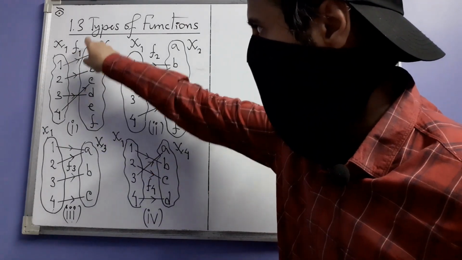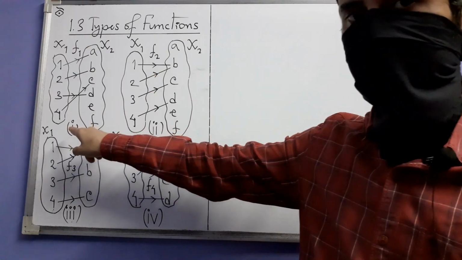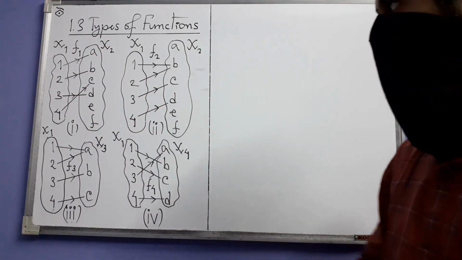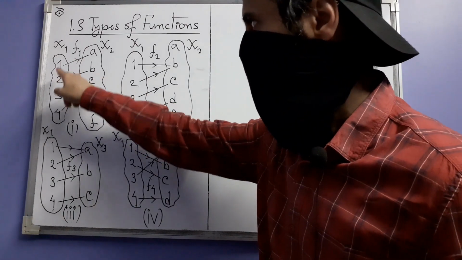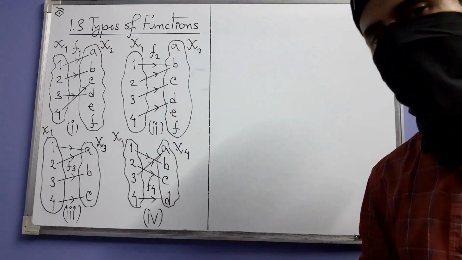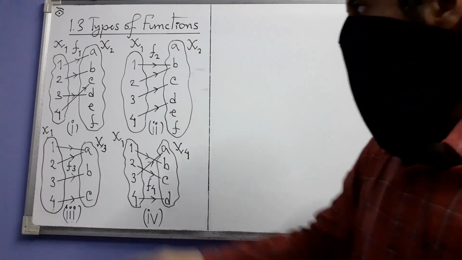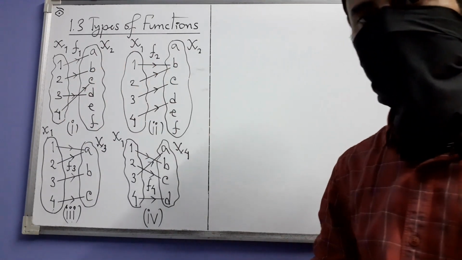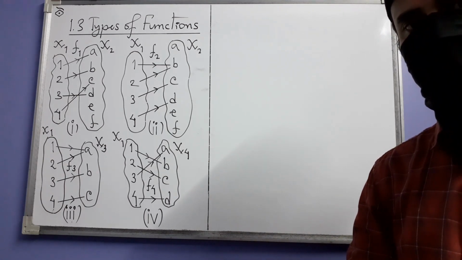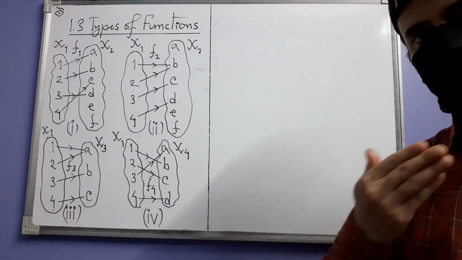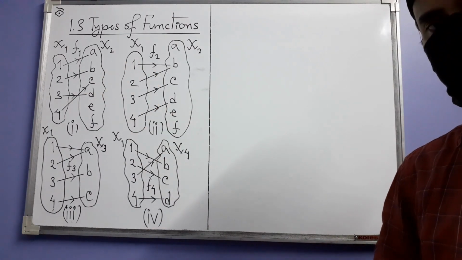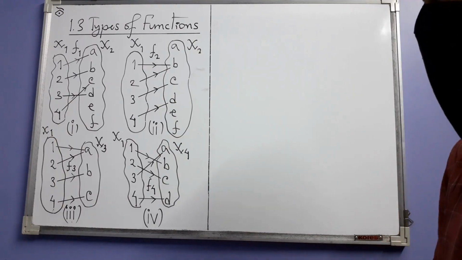In this arrangement, the soldiers from this side are shooting the soldiers on that other side. And different soldiers are having different targets. So that is the one-to-one nature of this arrangement, or the one-to-one nature of this function.